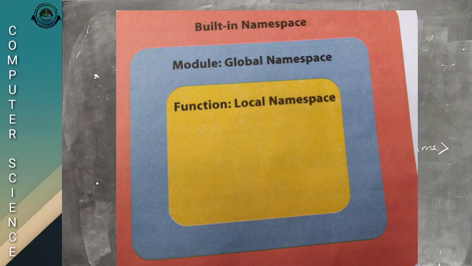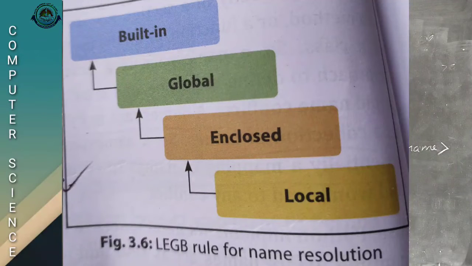Then please look into this image, LEGB rule for name resolution. Name resolution means resolving the scope of a name. Mainly, L for local, E for enclosed, G for global, B for built-in. Four parts are there.